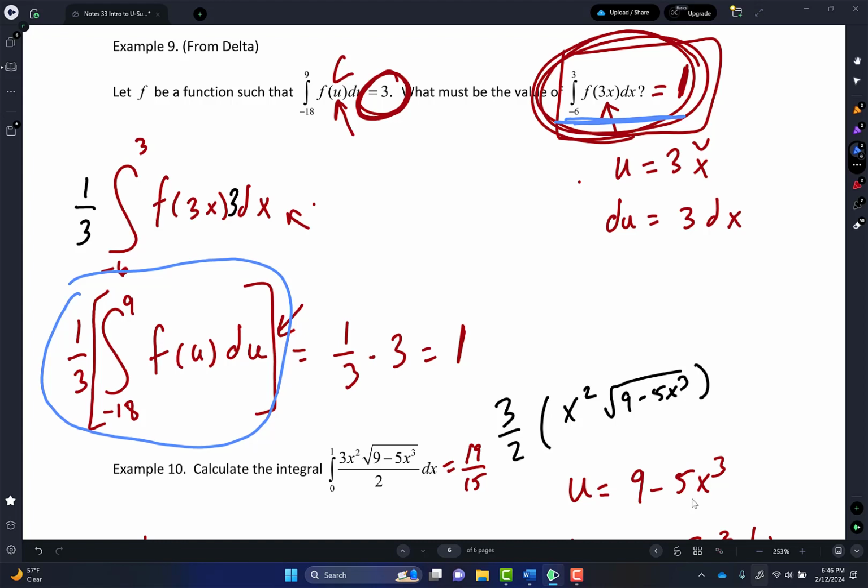This is what we have, -6 to 3, f of 3x. I inserted a 3, and I put a 1/3 on the outside. So then I have my little symbol here, -18 to 9. That -18 came from when x is -6: -6 times 3 is -18. And the 9 came from 3 times 3 is 9. So then they have 1/3, and this integral from -18 to 9 is just 3 because they give it to you. So 1/3 times 3 is equal to 1. The integral from -6 to 3 of f of 3x dx is equal to 1. That's what I was trying to say.